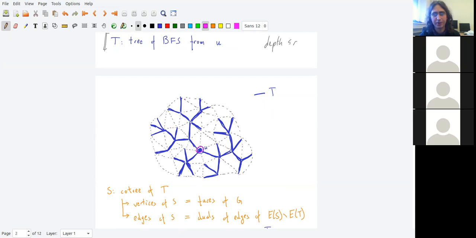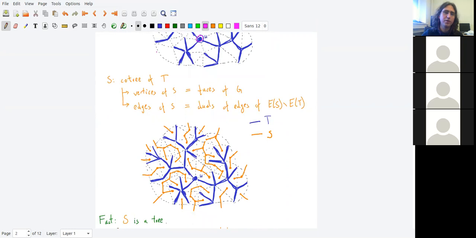So now the idea is to look at something called the co-tree of the tree T. So what is a co-tree? The co-tree here is depicted in orange in this picture. The vertices of this co-tree are the faces of the graph. For every face of the graph, I draw a vertex inside it. So these are those orange vertices inside the faces. And now I draw the edges of my co-tree S. These are duals of the edges that are not in T.